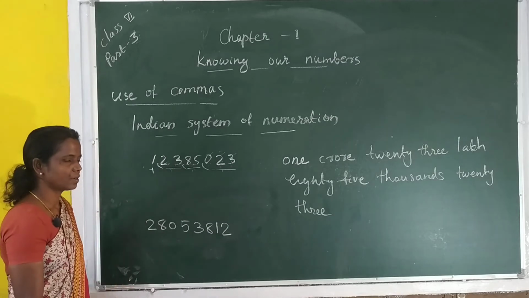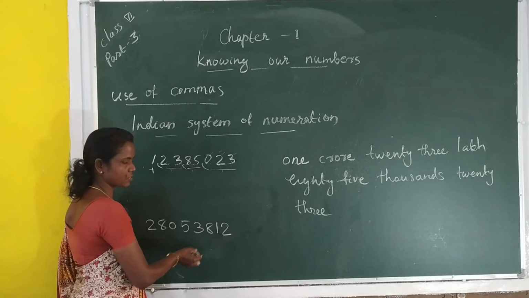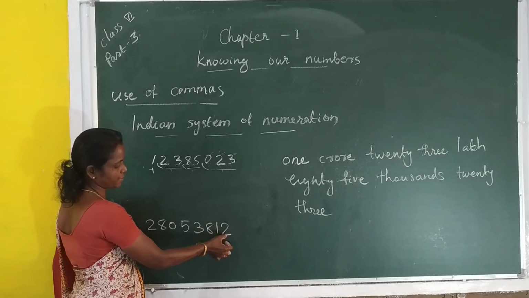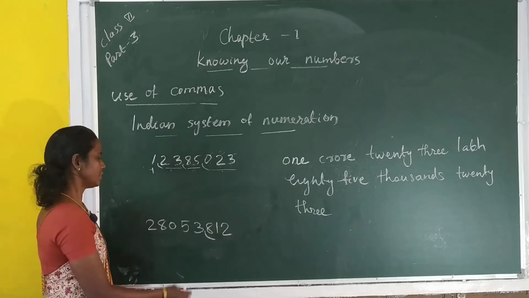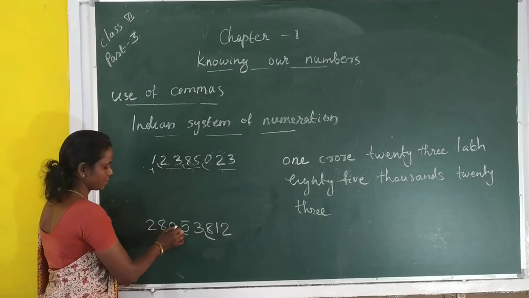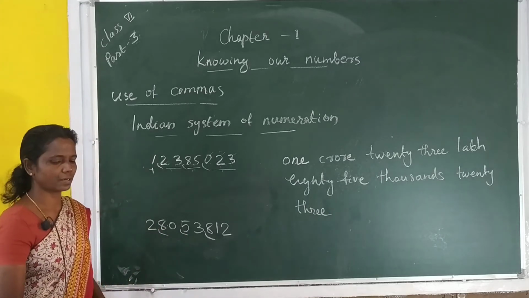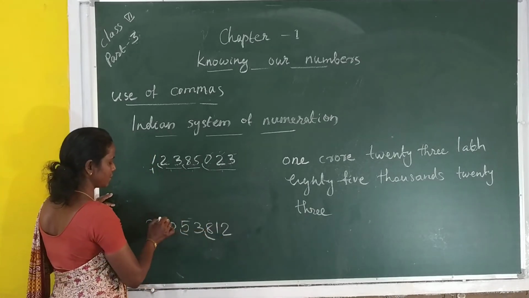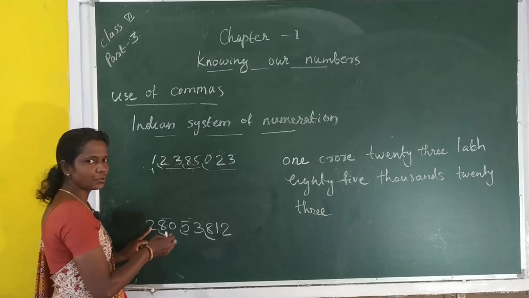Look, first we put commas. How to put commas? First, we put a comma after three digits from the right side. Means 1, 2, 3. Means after the hundreds place we put a comma. Then after the next two digits, the next comma. Is it clear? Then next read the name. Look, this one period, thousand, lakh and crore. Crore place, which digits are 2. So we can write 2 crore.